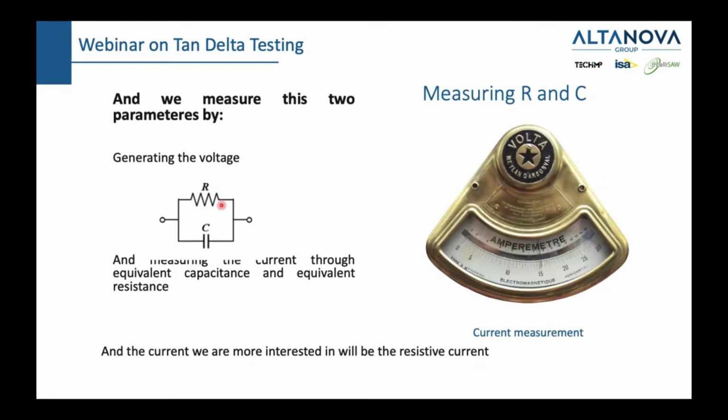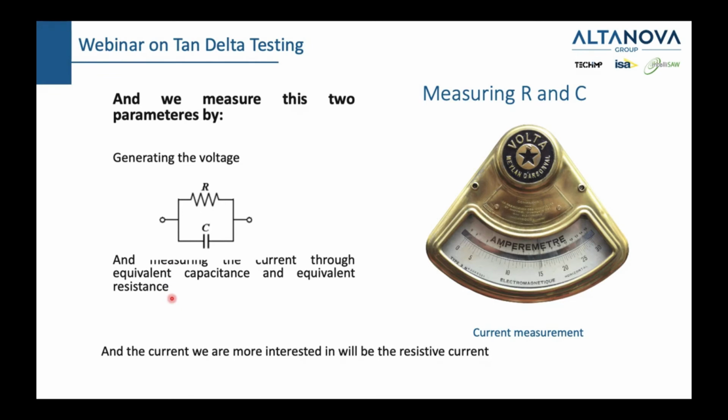And how do we do that? Well, we do that by generating voltage and by measuring the current through the equivalent capacitance and equivalent resistance. We actually cannot measure directly this current and this current. We measure this total current with an ammeter, of course not like this one, something better, but we do measure the phase shift between the voltage which caused this current and the current which was caused by that voltage.